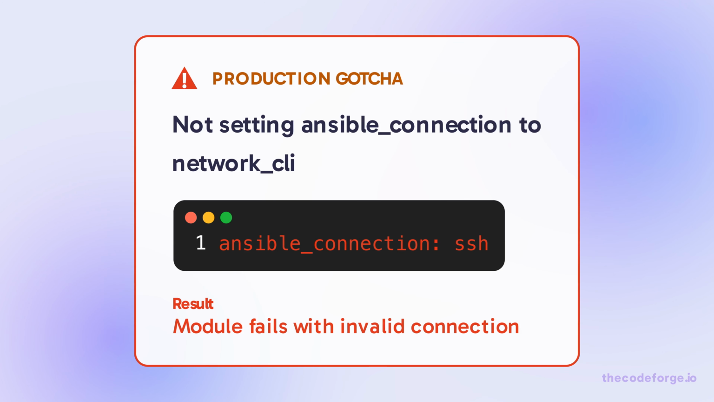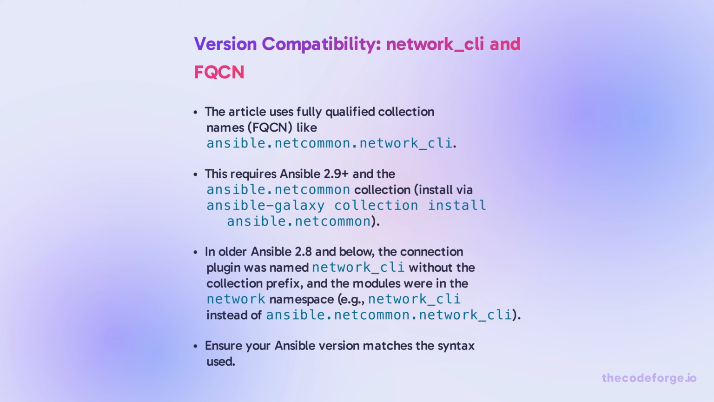If you set ansible_connection to ssh, the default, network modules will fail because they expect network_cli. Always explicitly set it. The article uses fully qualified collection names, FQCN, like ansible.netcommon.network_cli. This requires Ansible 2.9 plus and the ansible.netcommon collection, installed via ansible-galaxy collection install ansible.netcommon. In older Ansible 2.8 and below, the connection plugin was named network_cli without the collection prefix, and the modules were in the network namespace. Ensure your Ansible version matches the syntax used.